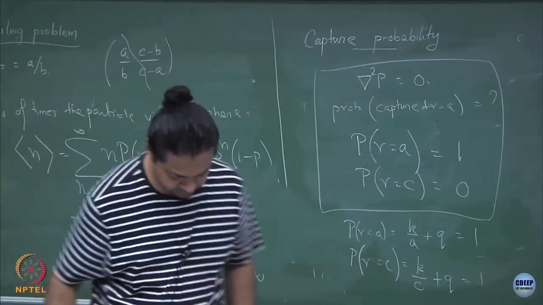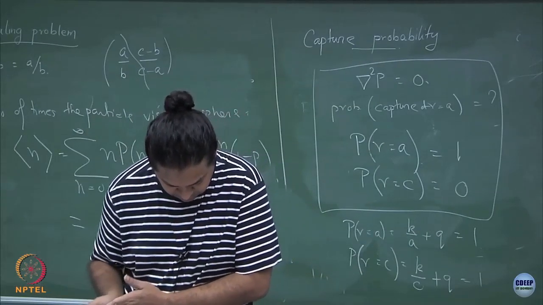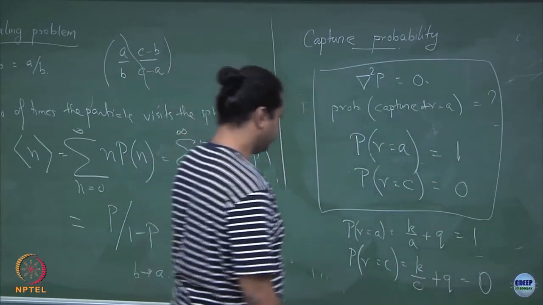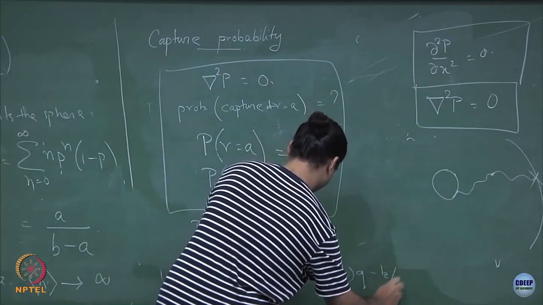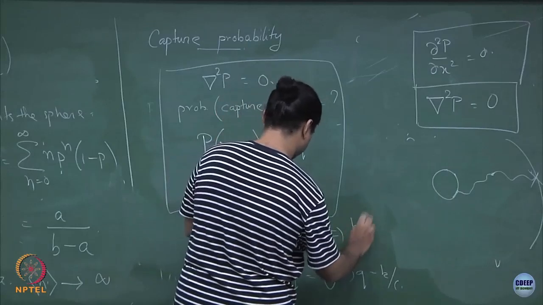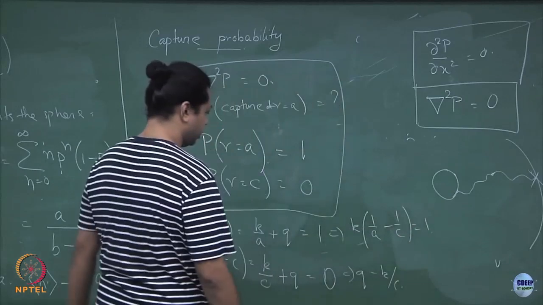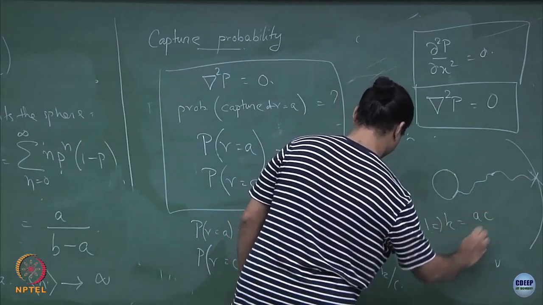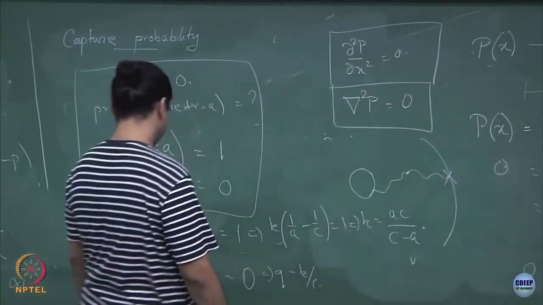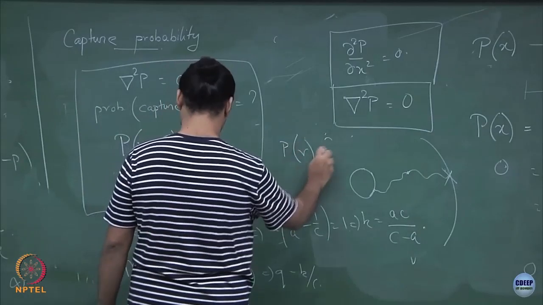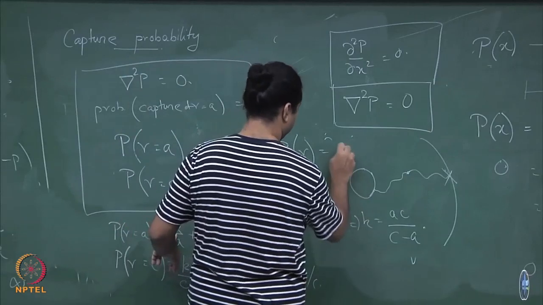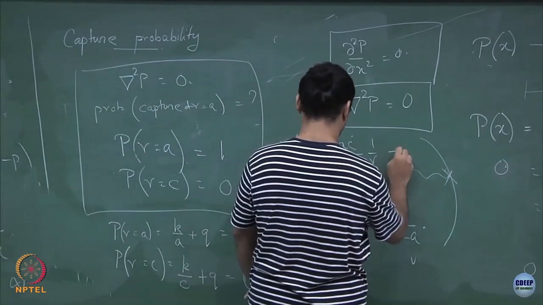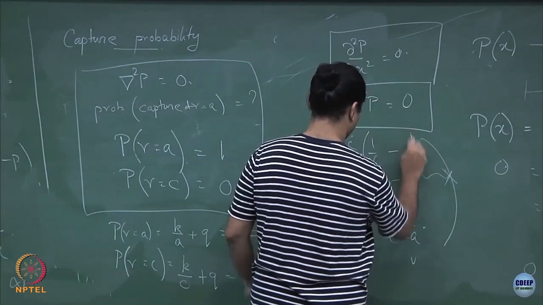So, while I have been doing this, what is k and what is q? Sorry, this is 0, right? P at r equal to c. So, q is minus k by c, which means k times 1 by a minus 1 by c is equal to 1, which means k is a c by c minus a, which means my p of r is equal to a c by c minus a into 1 over r, and q is minus k by c minus 1 by c.